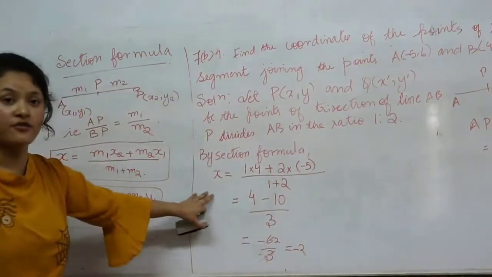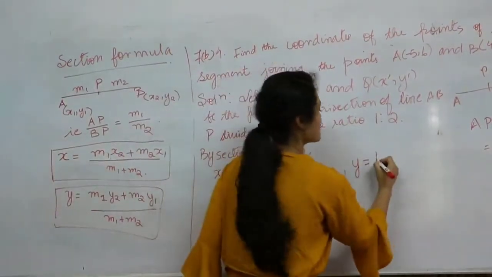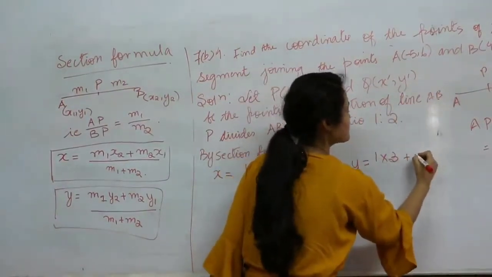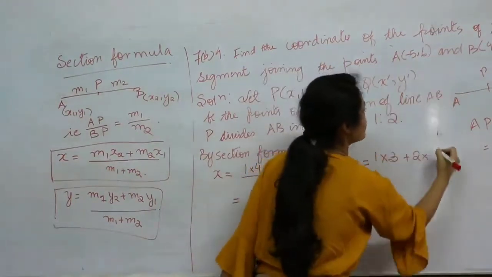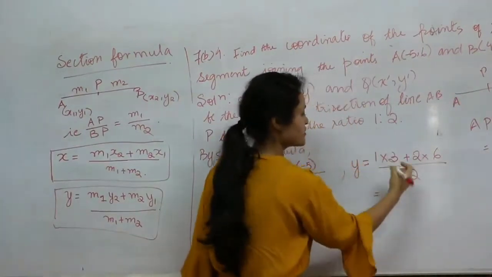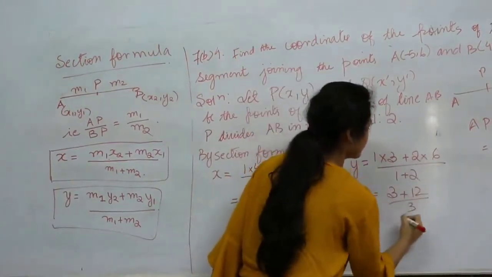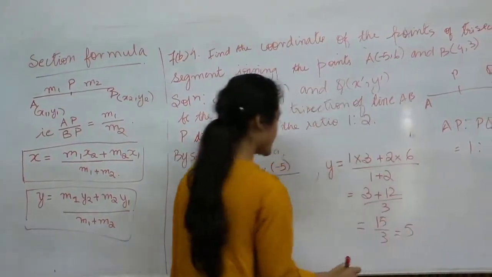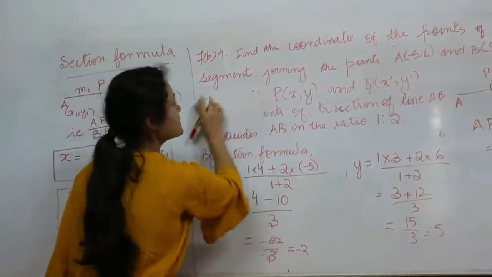So you have got the x coordinate of P. Now the y coordinate. The y coordinate is m1, which is 1, into y2, which is 3, plus m2, which is 2, into y1, which is 6, divided by 1 plus 2. 1 into 3 is 3, 2 into 6 is 12, so 3 plus 12 is 15, divided by 3, and then you will get 5. So you've got the coordinates of P as minus 2, 5. I'll just write here.